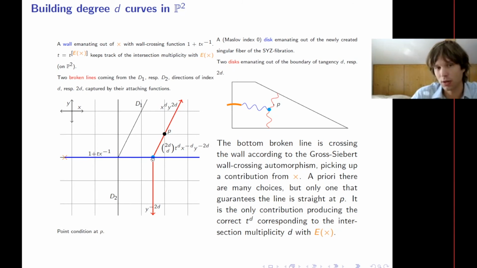There's only one choice. Another way of saying this is that this focus singularity, or this blowup here, when we go all the way back to P2 through the sequence of logarithmic modifications, corresponded to a line. And our rational curve meets a line in D points. That's why this T needs to be picked up with a power D. So in summary, there's only one way to cross this wall, and by doing so, this broken line picks up a coefficient, which is this binomial coefficient 2D choose D.